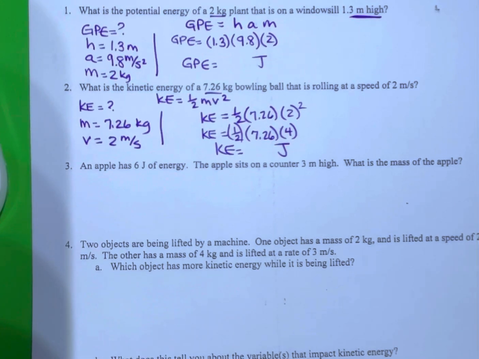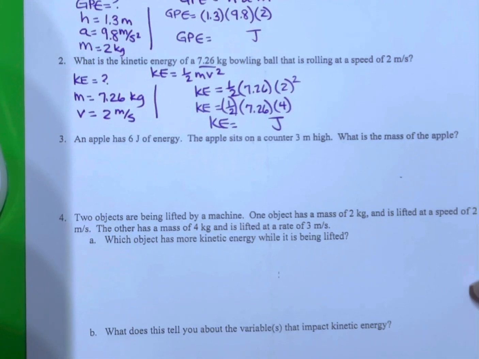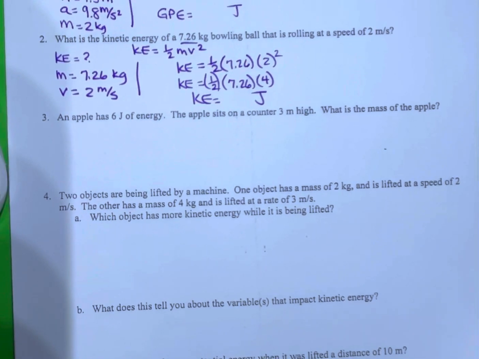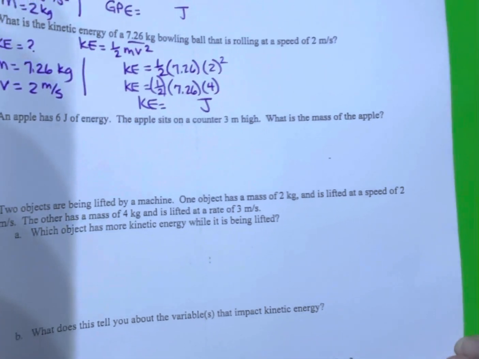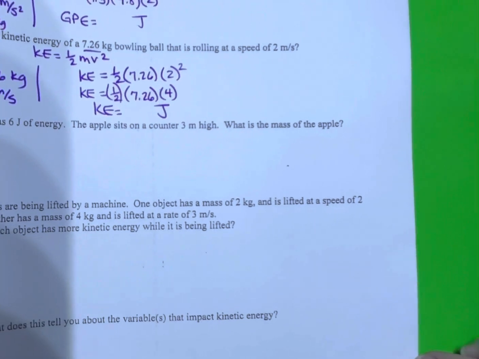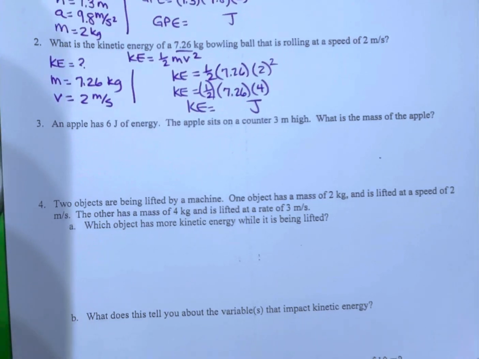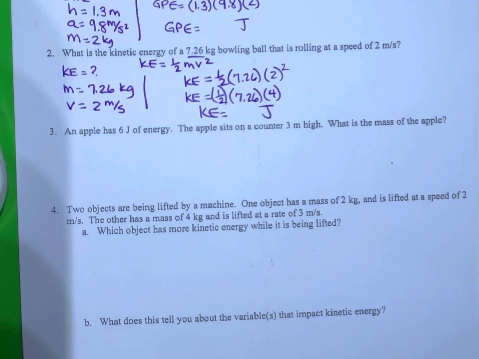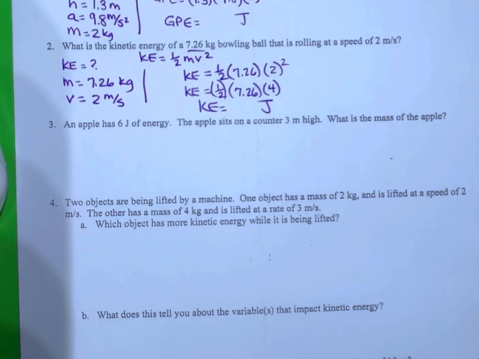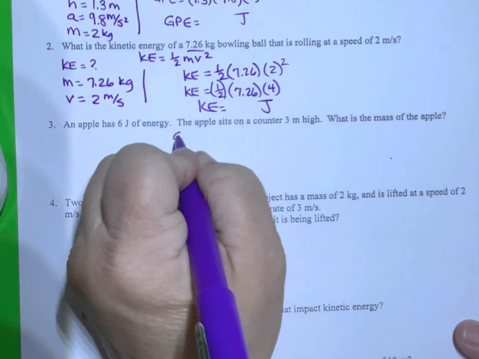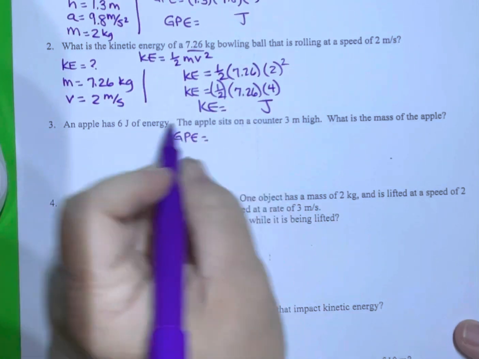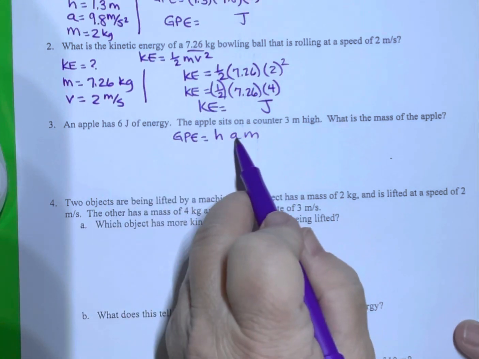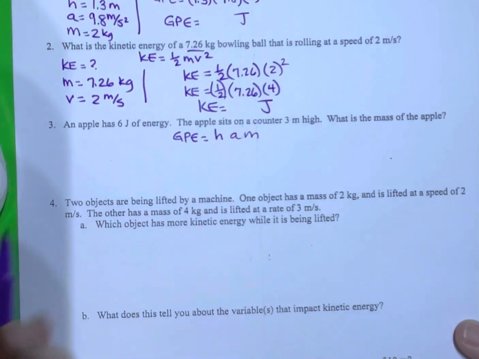Okay, number 3. An apple has 6 joules of energy. The apple sits on a counter that is 3 meters high. What is the mass of our apple? Since this gives us a height, that also gives us a clue that we use the gravitational potential energy formula. So GPE, gravitational potential energy, is equal to, remember, ham: the height times the acceleration due to gravity times the mass.